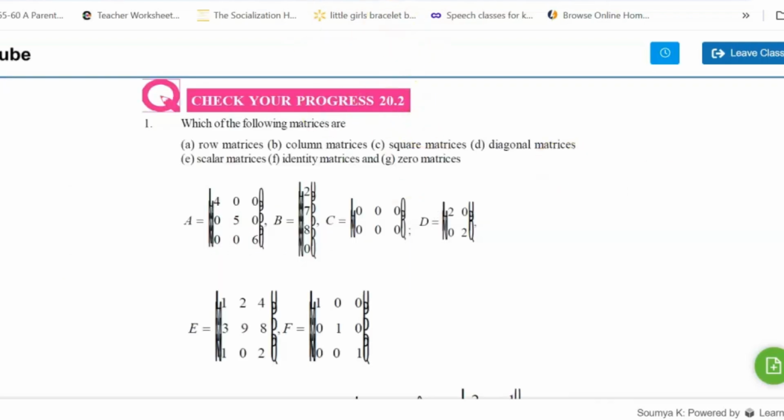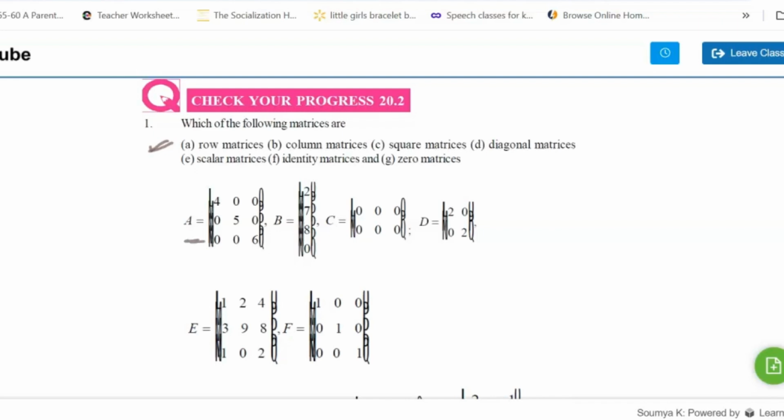Check Your Progress 20.2. Let's see which of the following matrices are row matrix, column, square, diagonal, scalar, and identity matrix, and zero matrices. So already in the previous video of matrix, we have discussed the types of matrices. So you can just refer to those videos to identify the matrices. Let's see one by one what are the different types of matrices. So let's see the first one.